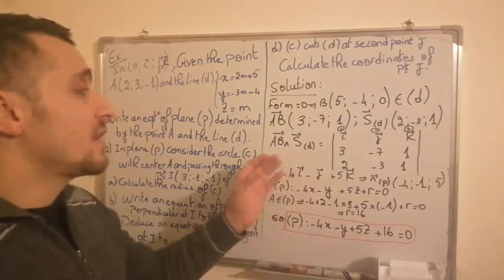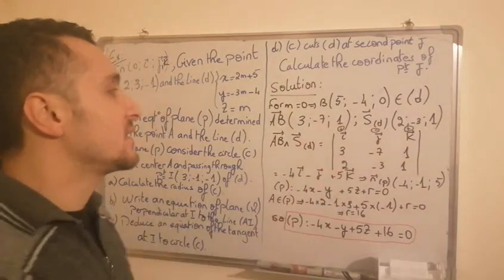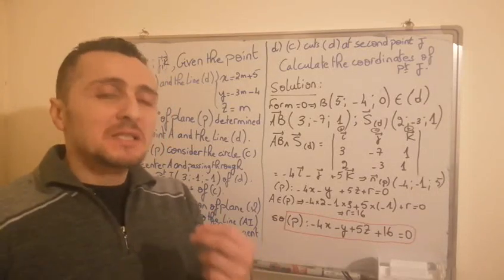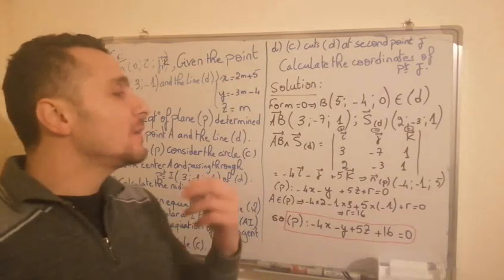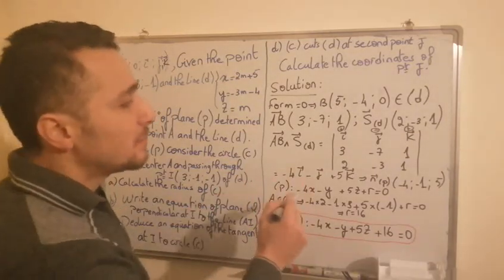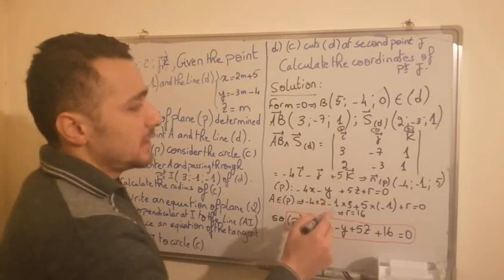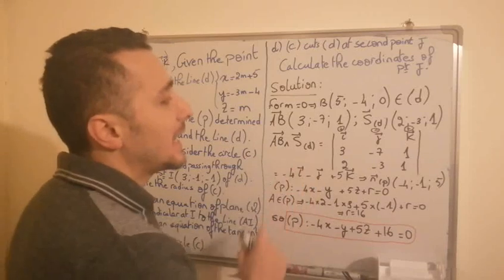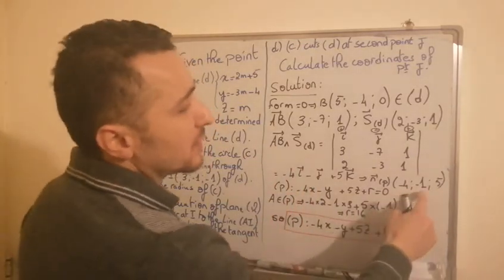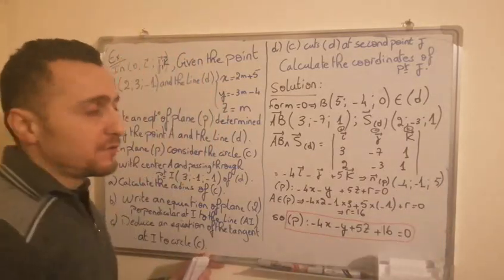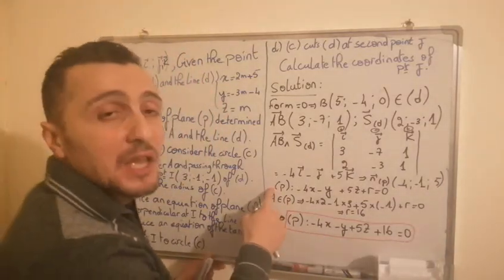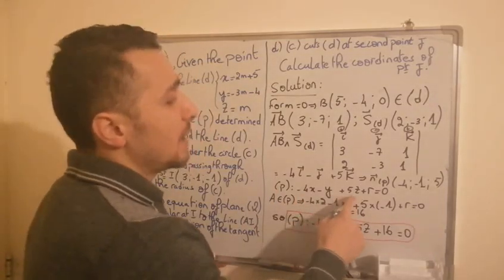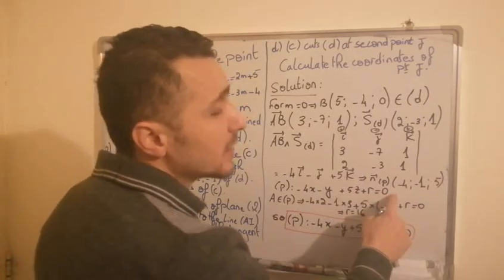If we calculate the vector product of these two vectors, AB and SD, we obtain a new vector. This new vector represents the normal vector of this plane. By simple calculation, NP, I mean the answer of the vector product between AB and SD, is -4, -1, and 5. So the general equation of the plane P is -4x minus y plus 5z plus r equals 0.